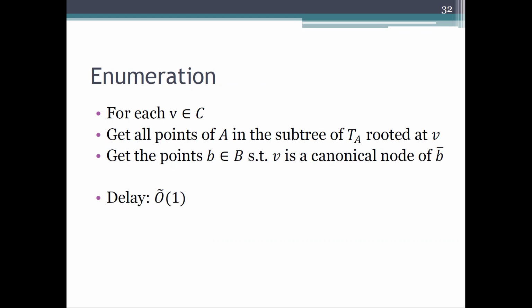Finally, for the enumeration procedure, for each active node V, we get all points of A in the subtree of TA rooted at V, and then using the range tree TB, we can get all points in B whose corresponding intervals B bar have V as a canonical node. Hence, the delay guarantee is near constant, which is the query time on tree TB.